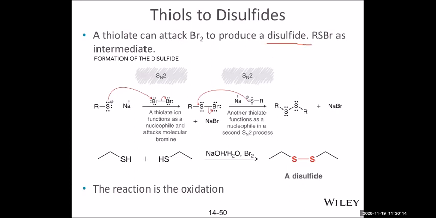And the disulfide reaction goes through an SN2 reaction. You first form this intermediate, which is attacked by another thiolate, and finally gives you the disulfide. This reaction, by the way, is also an oxidation-reduction reaction. Even though it's SN2, it's actually an oxidation of sulfur, because bromine starts as the element, and all the bromine becomes bromide ion. The electrons come from sulfur, so sulfur is being oxidized.